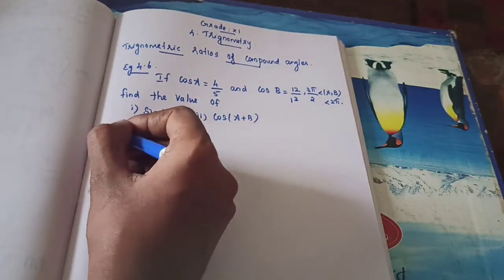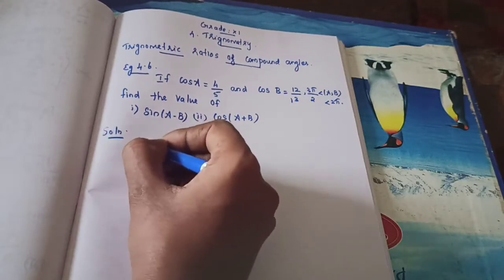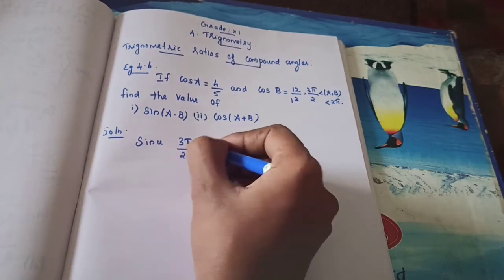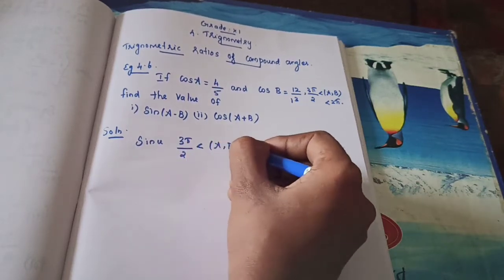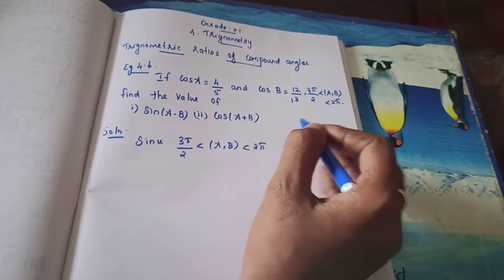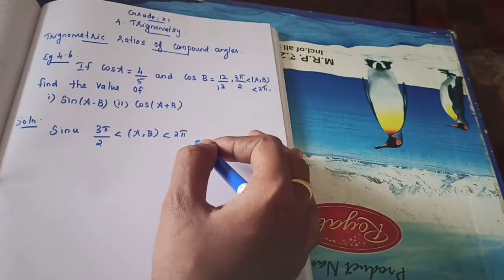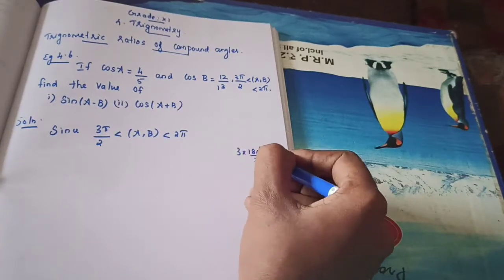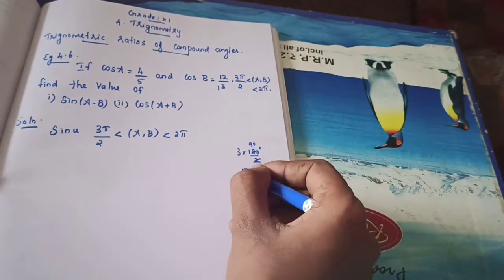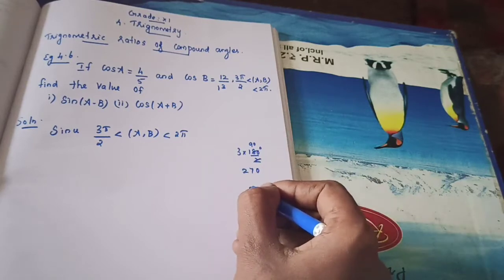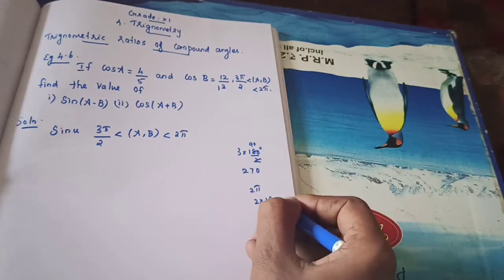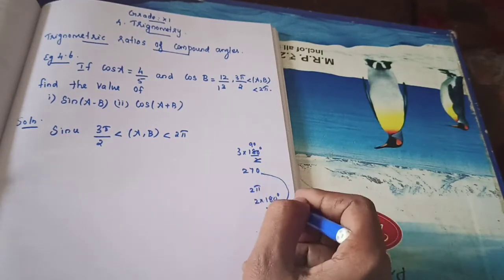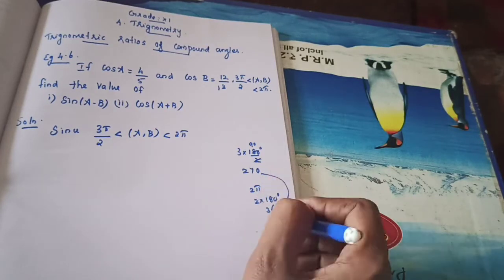So we are going to use the solution first. What's the range they gave? 3 pi by 2 less than A, B less than 2 pi. Okay, so in which quadrant do both lie? You need to find. 3 pi by 2 means what? 3 into 180 by 2, correct? So it is 270. Then 2 pi means 2 into 180, that is 360. So both the values lie in which quadrant? Fourth quadrant, correct?